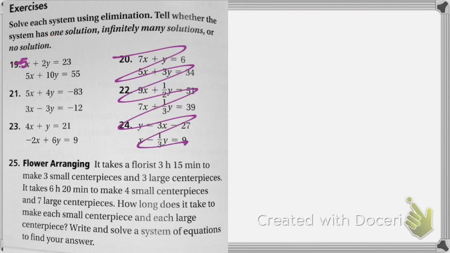I have to multiply the whole equation by negative 5. So that's going to be negative 10, and this is going to be negative 115. Okay, so if I combine these now, these are going to cancel, these are going to cancel, and I get 0 equals negative 60, which is not true, so the answer to that one is no solution.